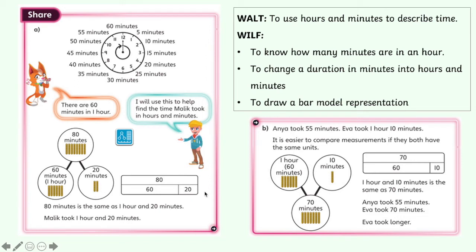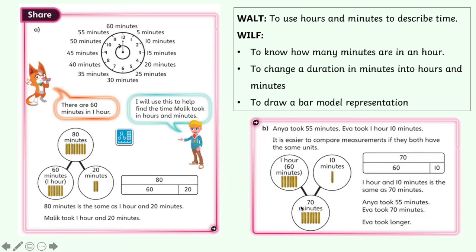Let's have a think about part B then. We were asked who took longer, Eva or Anya? Now, Anya took 55 minutes and Eva took 1 hour and 10 minutes. Now at the moment, Anya's time is in minutes, whereas Eva's time is in hours and minutes. It would be easier to compare the measurements if they both had the same units.